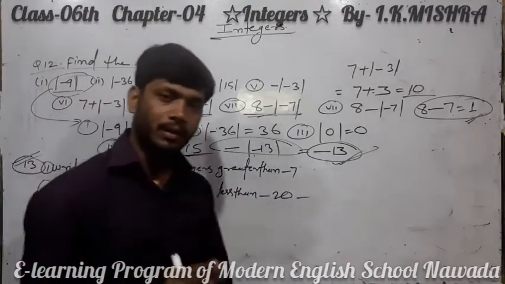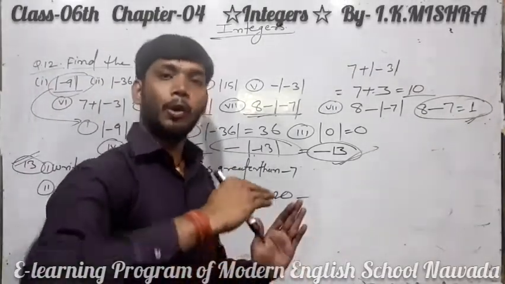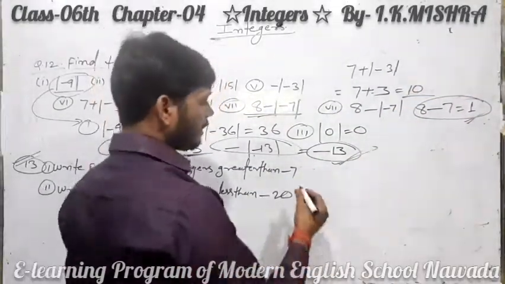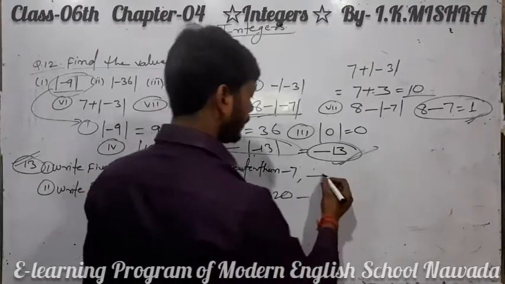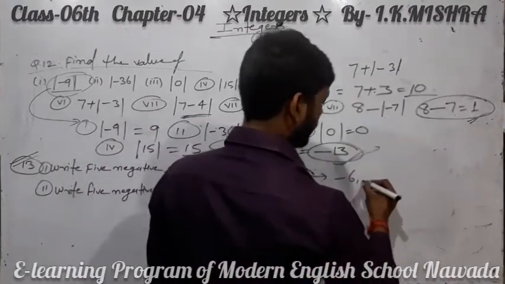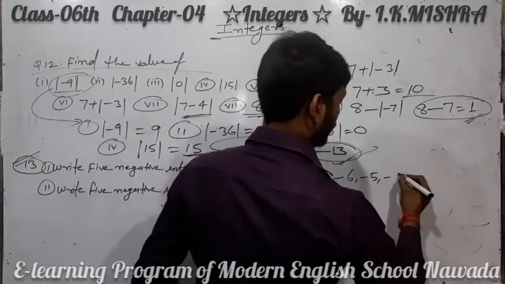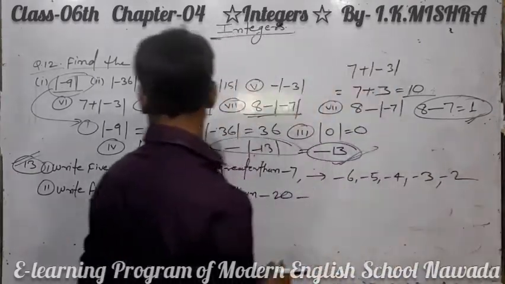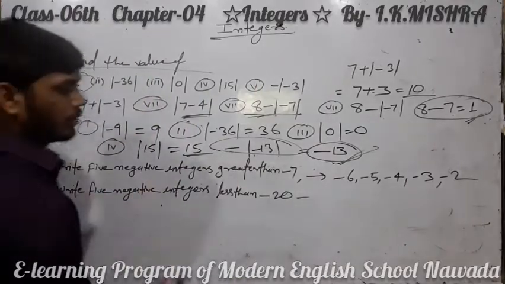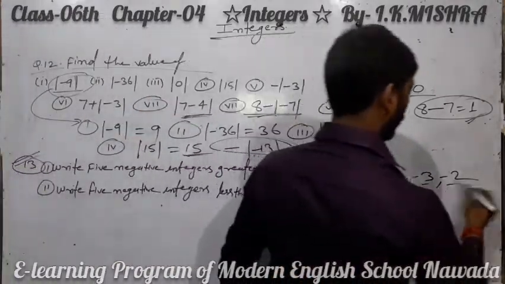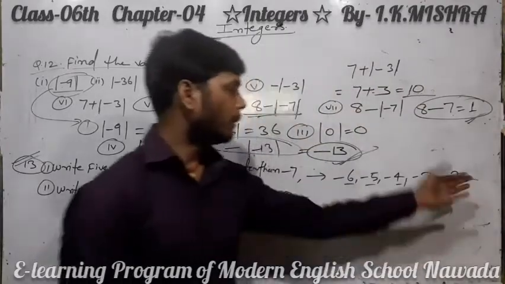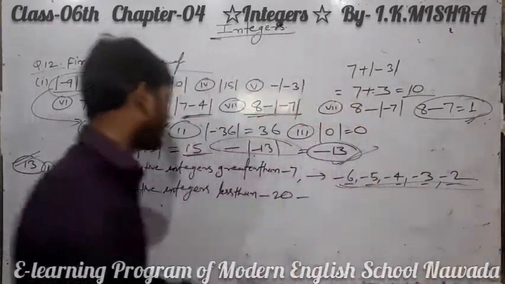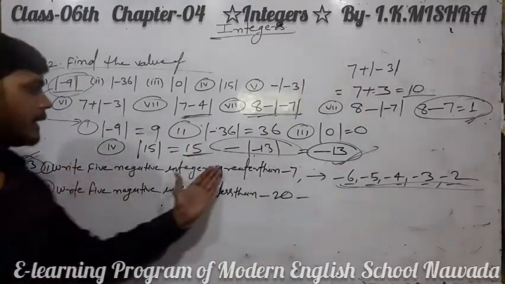So students, now proceeding to question number 13, write 5 negative integers greater than minus 7. Greater than means, students, go to the right side on the integer number line. So after that, minus 6, minus 5, minus 4, minus 3, minus 2. Here we have to write 5 negative integers, 1, 2, 3, 4, 5, and you can also write minus 1. These are negative integers which are greater than minus 7.